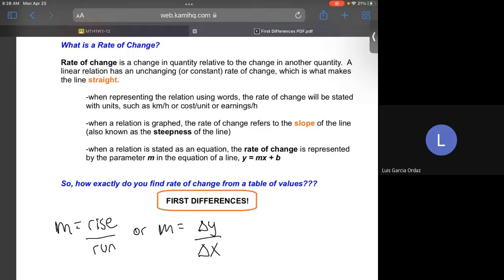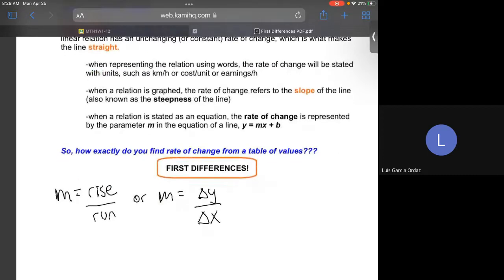So when a relation is graphed, you usually get the slope, which is the steepness of the line. So remember, when my slope is a big number, it's going to be steeper. But if my slope is a fraction, it's going to be less steep. So when a relation is stated as an equation, we say it as y is equal to mx plus b. So we've learned how to find it through rise over run, the change of y over the change of x. And now we're going to figure it out using our first differences.